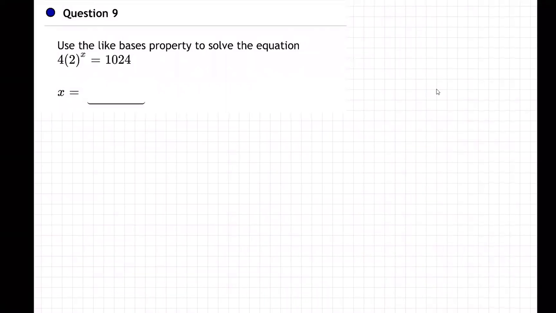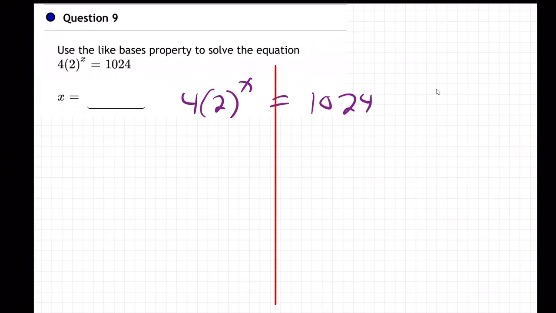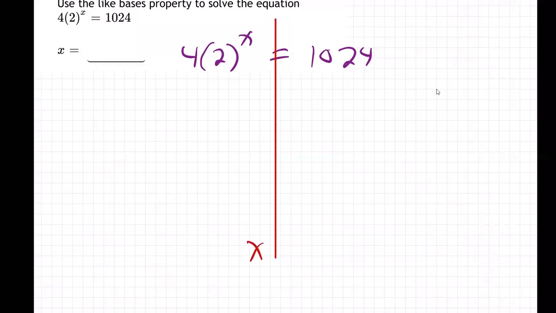Okay, so on this one, let me bring it down here. We have 4 times 2 to the x equals 1,024. Okay, and so we're wanting to solve this for x. It's like x is yelling out, I want to be alone, right? Get rid of this 4, get rid of this 2 so that I can be alone.